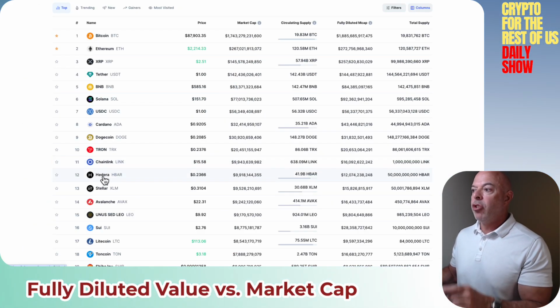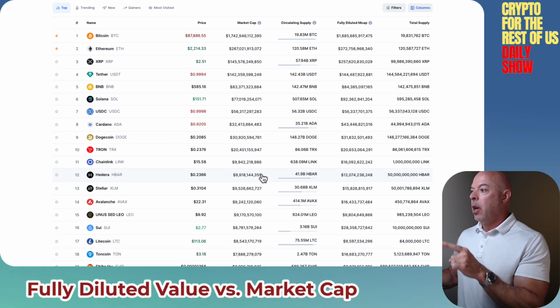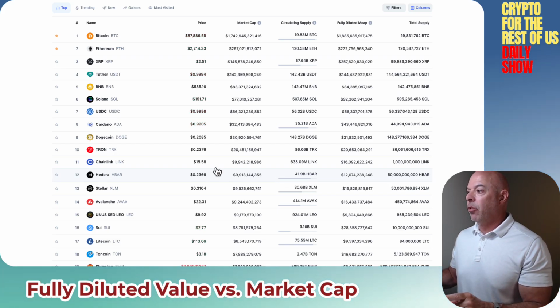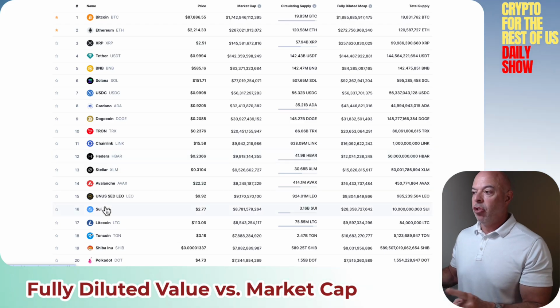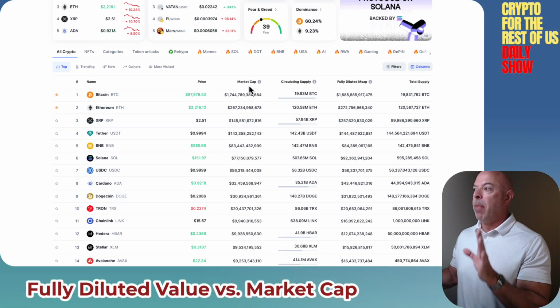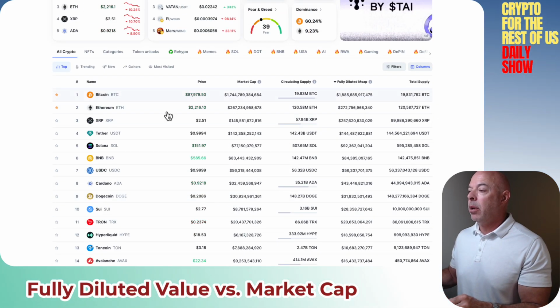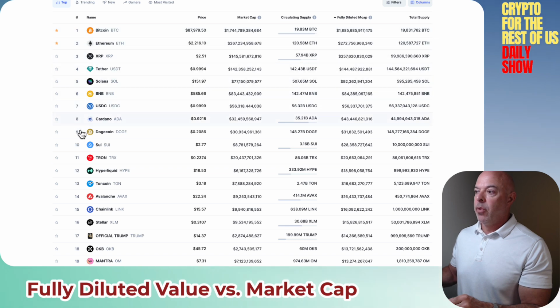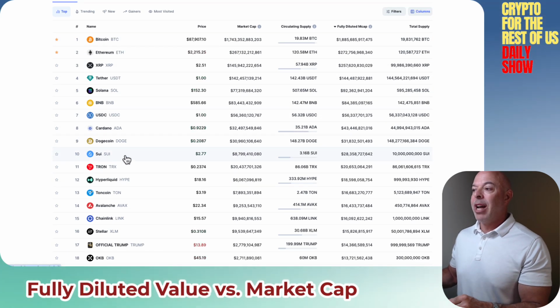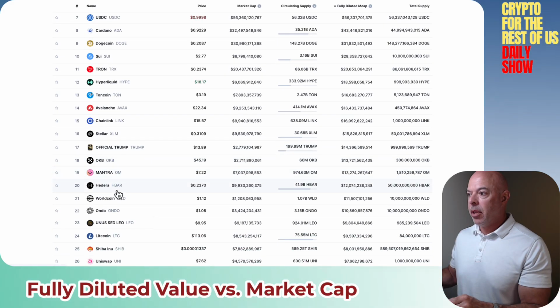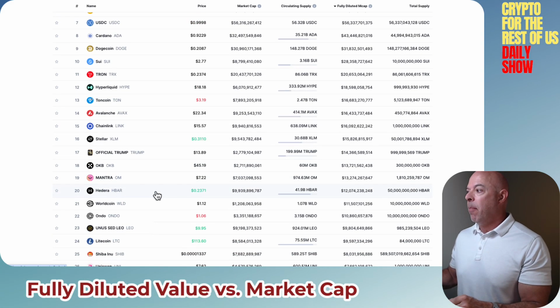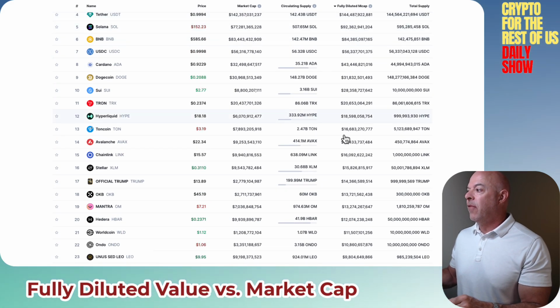Now, HBAR is number 12 here. We're going to look at HBAR because they don't have everything out, and we're going to look at SUI. So HBAR is number 12, SUI is number 16 by market cap. Now, if we come down here by fully diluted value, SUI is now number 10, and HBAR dropped to number 20.